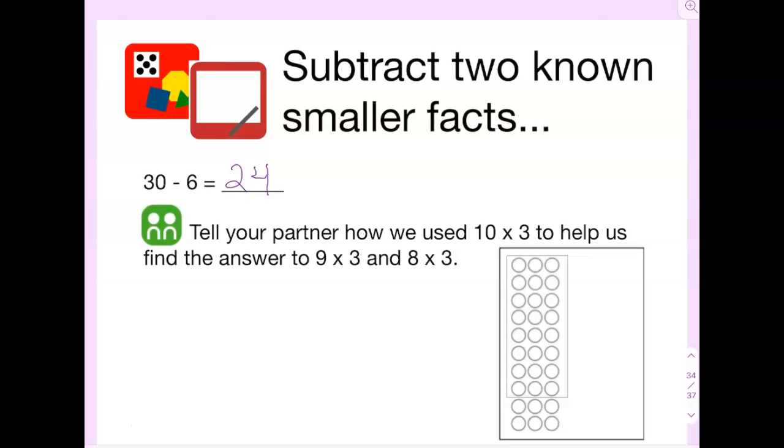Take a minute to tell your school partner how we use 10 times 3 to help us find the answer to 9 times 3 and 8 times 3. If you said we use them to subtract, find 10 times 3 and then subtract the number of threes to get to 9 times 3 and 8 times 3, you're correct.